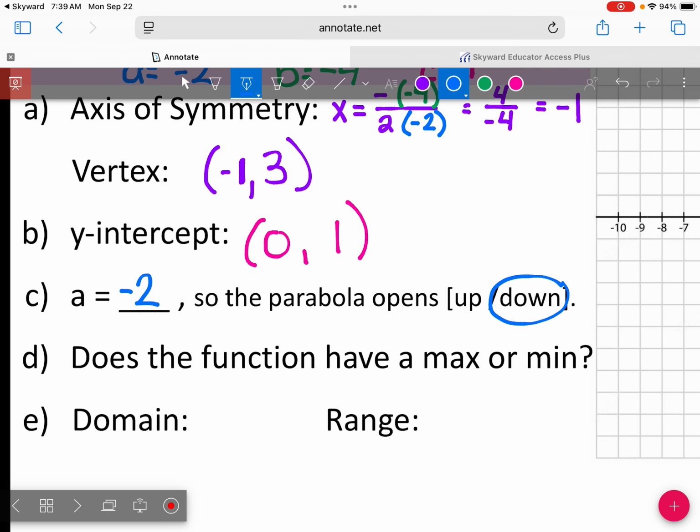So since we know this opens downward, meaning it kind of is going to look like this, does this have a maximum or a minimum? It's going to have a max. We know it opens downwards because our a is negative. So this is going to have a maximum. That maximum will happen every single time at our vertex. Our maximum is at that -1, 3.